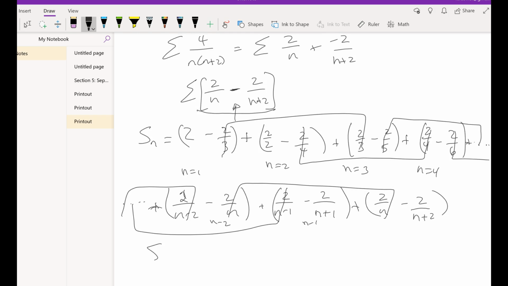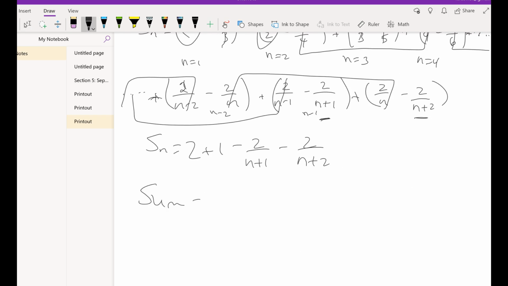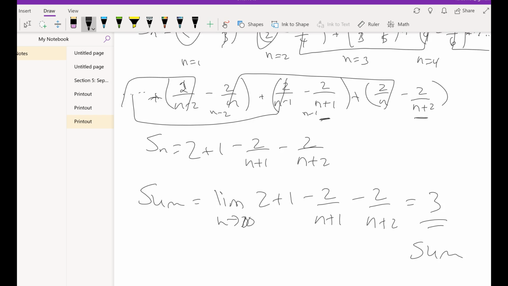So what I get for my S sub n is 2 over 2 plus 1. All the rest of the terms are canceling until we get to these two. Now, in order to find the sum, I take the limit as n goes to infinity of this S sub n term, and this will give us the sum. So this gives me 3. That's the sum, and it converges.